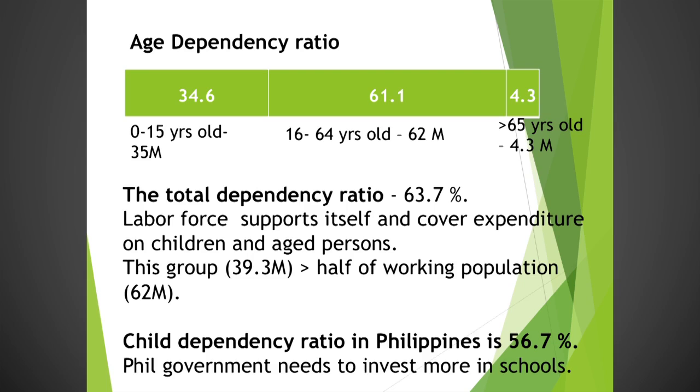Now, child dependency ratio in the Philippines is about 57%. To be exact, it's 56.7%. So it means that those in the productive period, the about 62 million Filipinos, are supporting the children and the aged. That's on the part of the family.